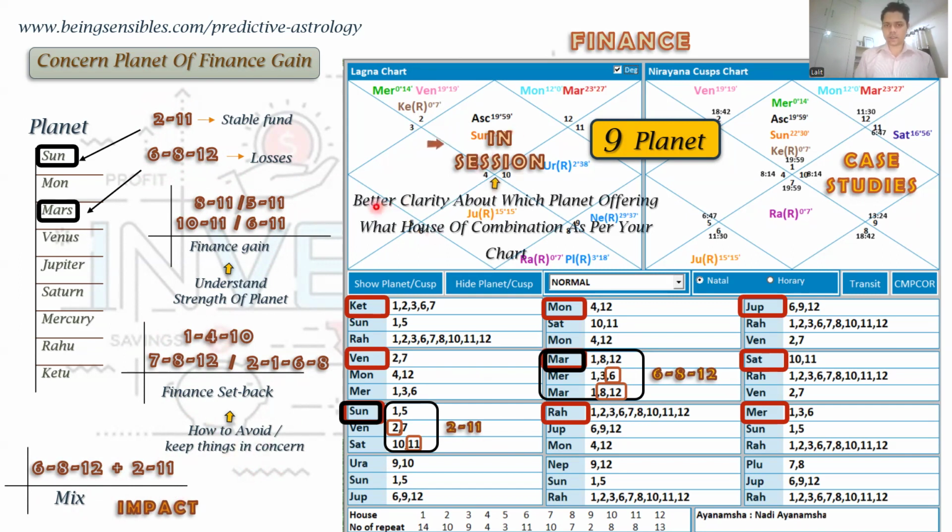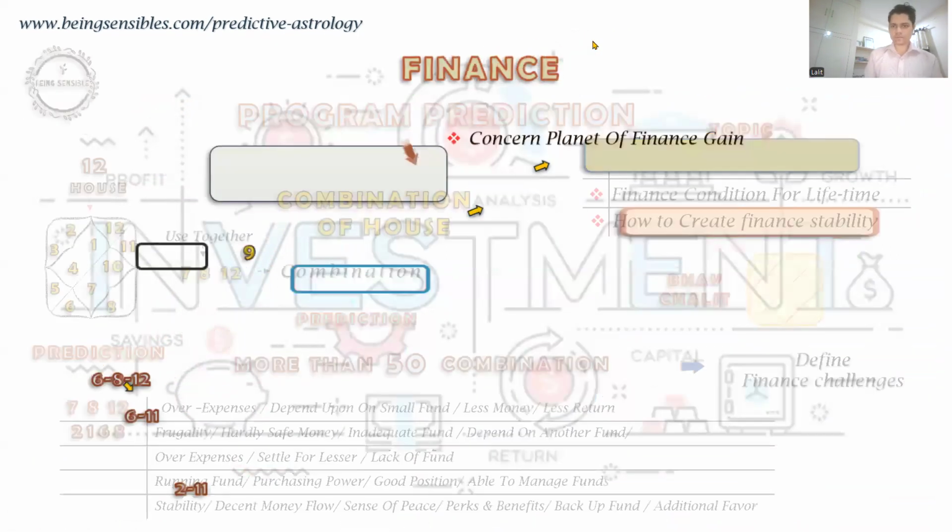So in a session, you get better clarity about which planet is offering which houses of combination as per the chart. And then accordingly, you can figure out, on a lifetime basis, which planet is always beneficial for you. And you can analyze it yourself, and for anyone else also.